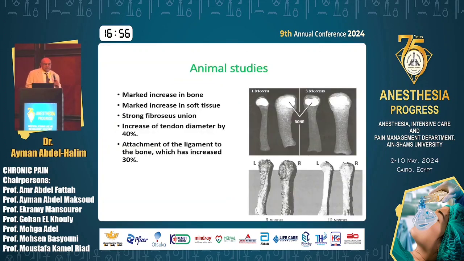These animal studies were performed by Dr. Hackett in the rabbit tendons, and he found that actually injecting proliferant agents can increase the diameter of the tendon by like 40%.